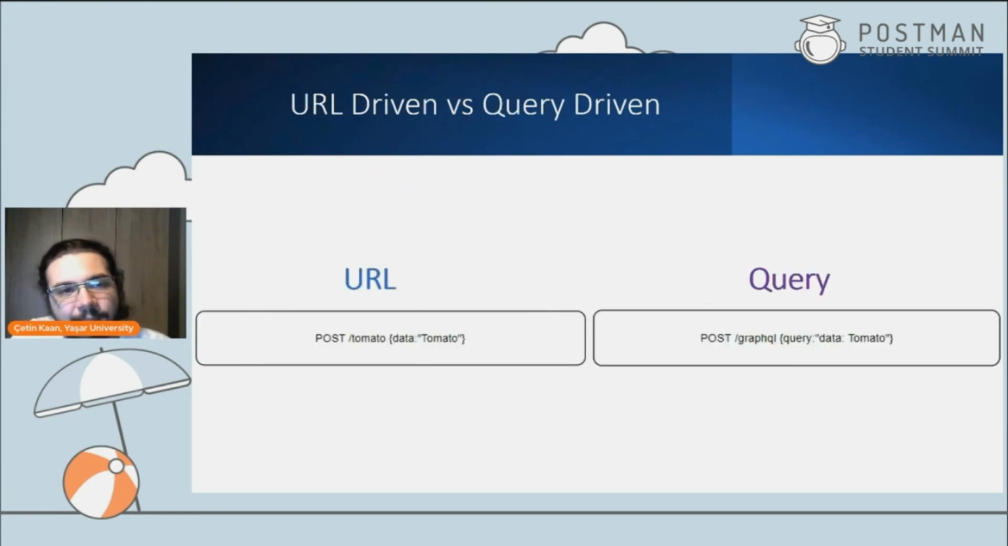As you can see, there's an example of URL-driven versus query-driven. You can see they have many similarities. Both of them are doing a POST request. The main difference is that in URL, you are doing a POST request to /tomato to receive the data tomato, which sends you data tomato. While in query, you do a POST request to /graphql with a query, and that query returns you tomato.